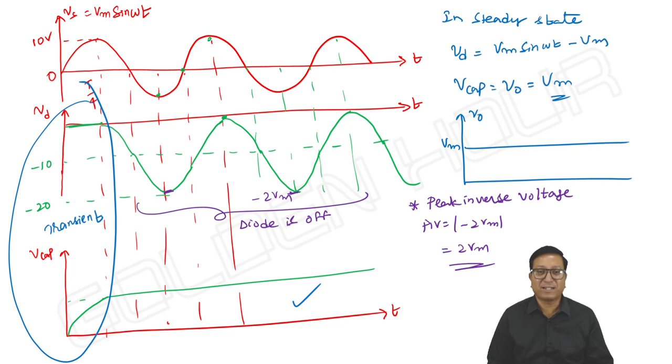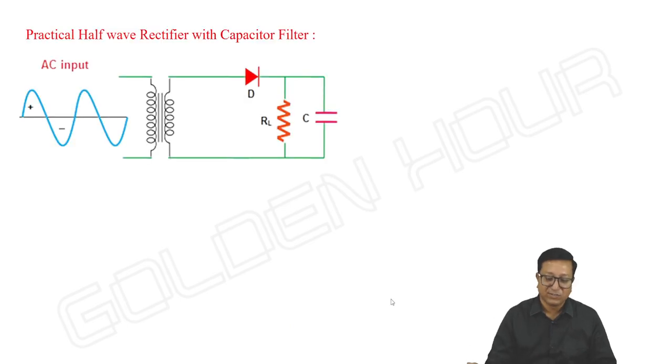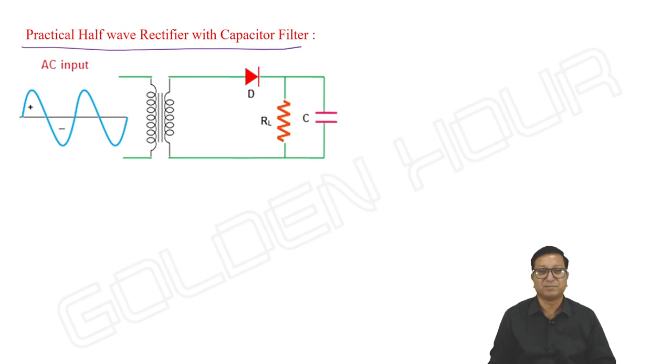But the thing is, practically speaking, always RL is a must. Once we are designing a system, its output is meant for driving some other system. That other system is in general denoted by a load resistor RL. So this is the practical half-wave rectifier circuit with capacitor. Practically RL is present. Of course, we can write RL and capacitor, we can even interchange the positions, it doesn't matter.